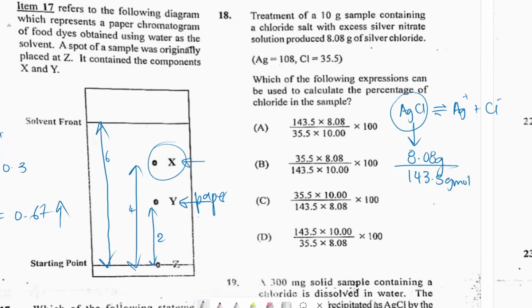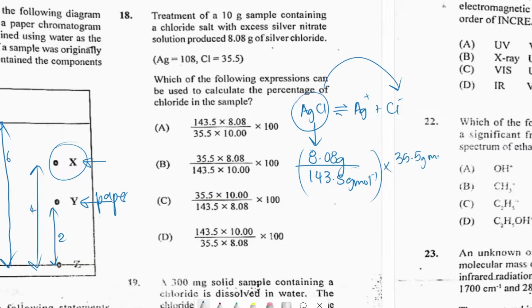143.5 grams per mole. Then once you have the number of moles, it would be equal to the same number of moles of chloride, since everything is in a 1-to-1 ratio. So in order to get the mass of chloride ions formed, you have to multiply by 35.5 grams per mole, which is the molar mass of the chloride ion. Then, remember they asked you the percentage of chloride in the sample. So you need to put the mass of chloride over the total mass in the sample, which is 10 grams, and then multiply by 100.